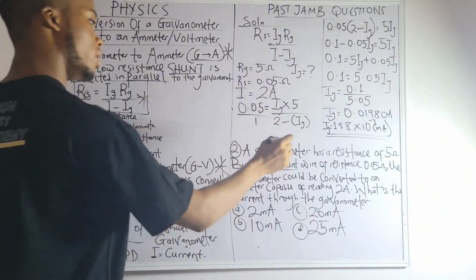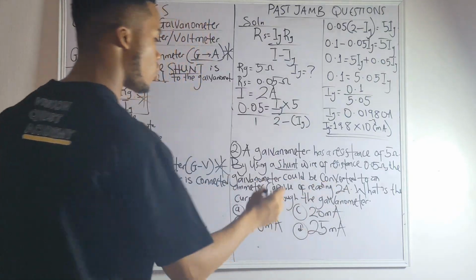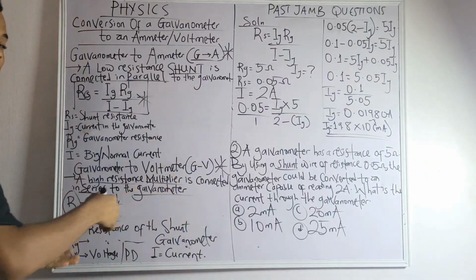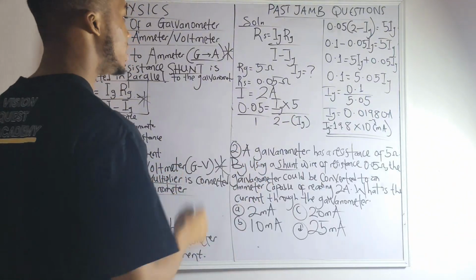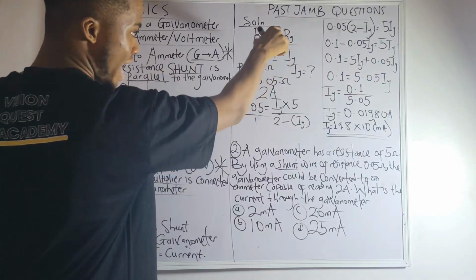So it could be converted to an ammeter capable of reading 2 ampere. What is the current through the galvanometer, which is what? Your IG, current in the galvanometer, IG. Now, using this formula, R is equal to what? IG RG, all over I minus IG.